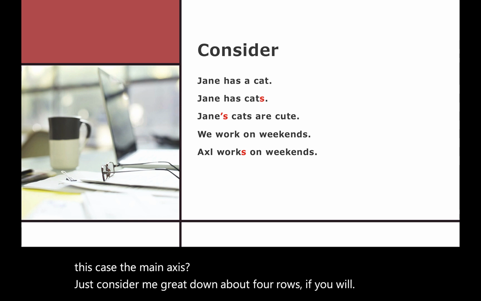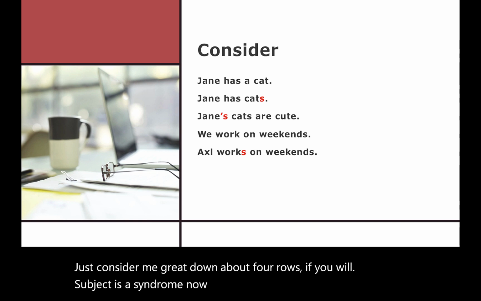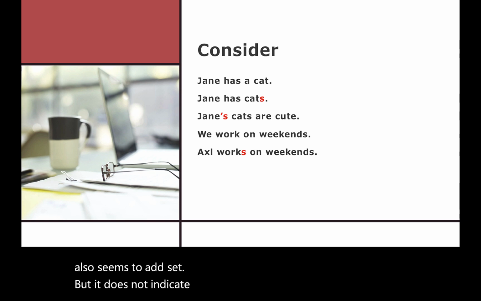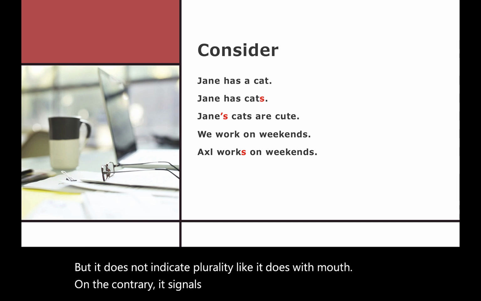If the subject is a singular noun, the verb in the present tense also seems to add "s," but it does not indicate plurality like it does with nouns. On the contrary, it signals that only one person works. It is a marker of singularity.